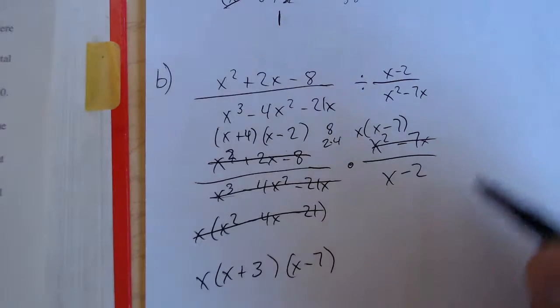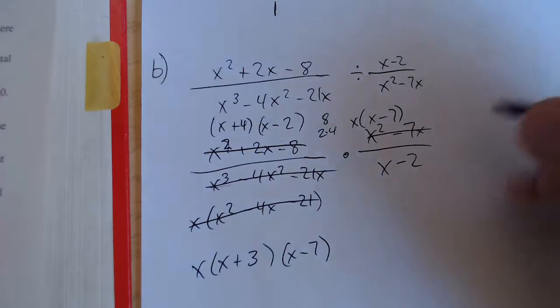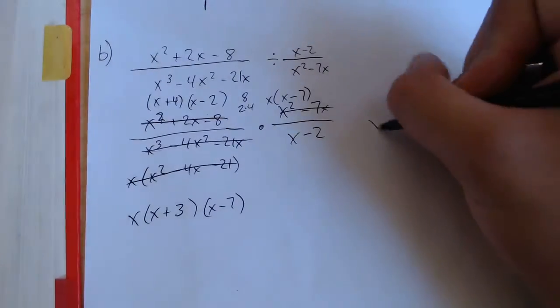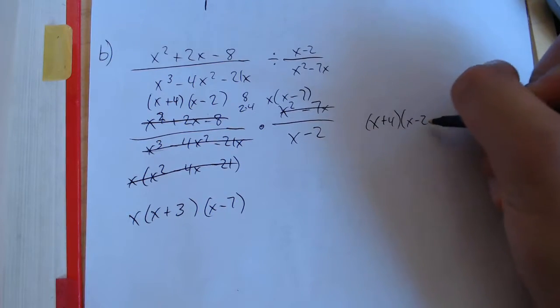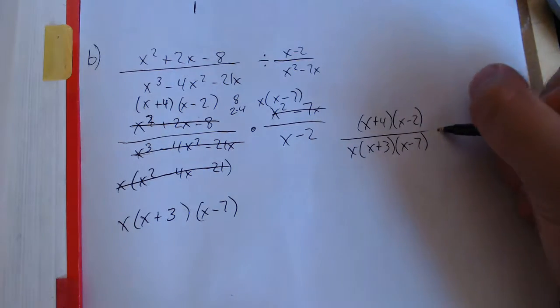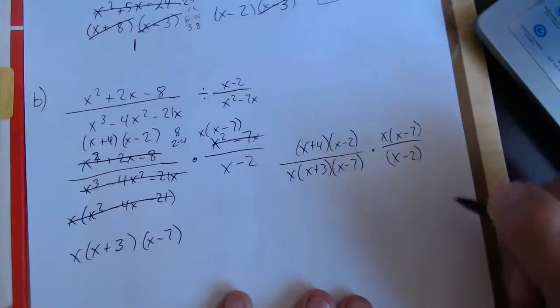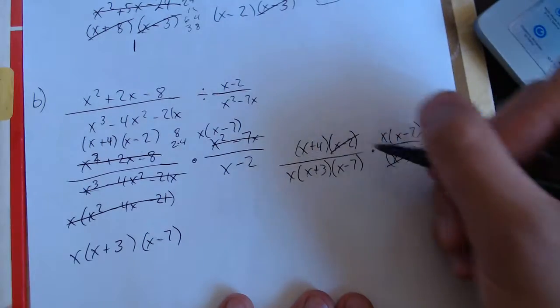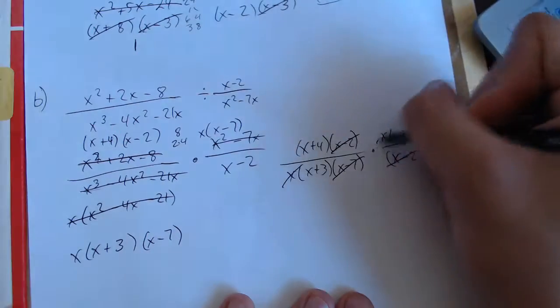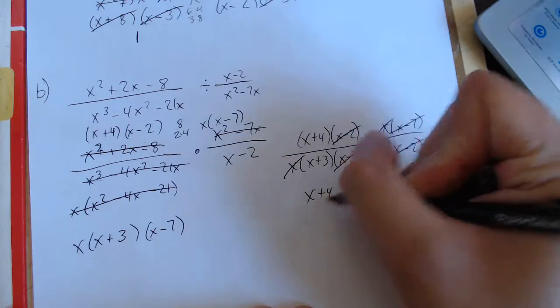So when you end up doing a lot of stuff like this, sometimes it helps to rewrite the problem so you can see what you're looking at, because we did a lot of work and it can be really easy to lose track of where we're at. So we'll go ahead and rewrite this really quick. Over here we've got x plus 4, x minus 2, over x parentheses x plus 3, x minus 7, times x parentheses x minus 7 over x minus 2. From here we'll cross cancel and reduce. I don't see any reduction that can happen, so we'll just be cross canceling. x minus 2 and x minus 2, x minus 7, x minus 7, x and x. And all we're left with is x plus 4 over x plus 3. So that's our final answer.